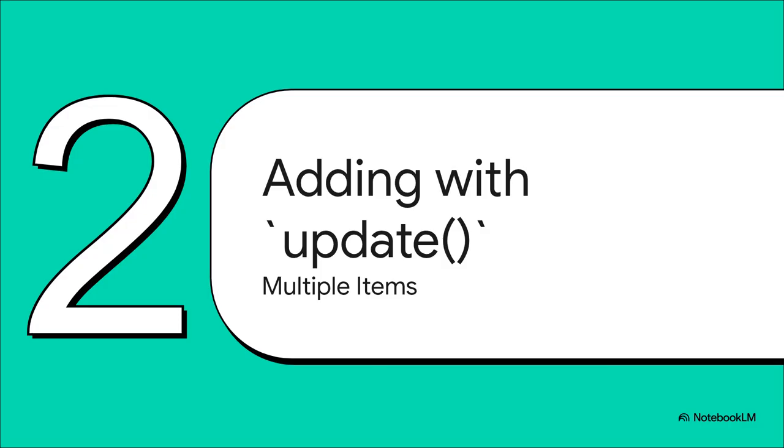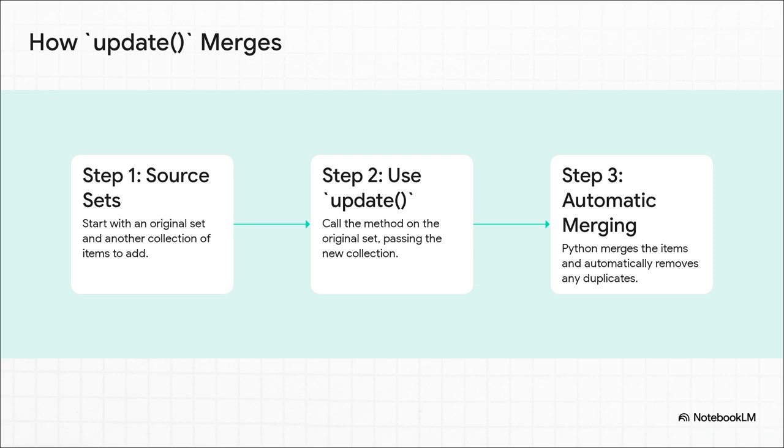But what if you don't have just one item? What if you have a whole bunch of them? You're not going to call add over and over again, right? That would be a huge pain. Well, thankfully, there's a much better way. Let's talk about the update method. Using update is super efficient. You basically just have your original set and then another collection of stuff you want to add. You call the update method and poof, Python just merges it all together for you.